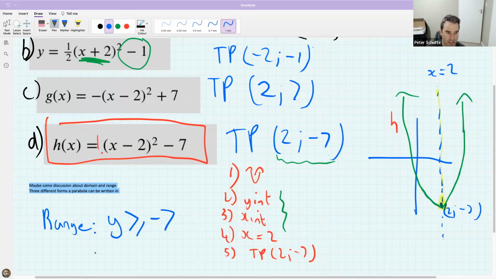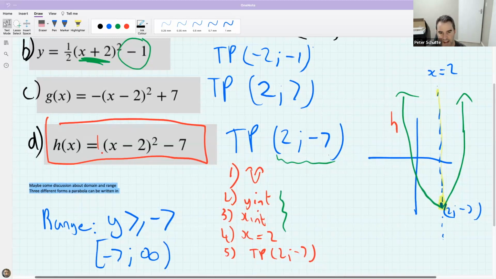Or if you use interval notation, y must be greater... So in this case, it should look like that. And it should include, sorry, I've done it the wrong way around. Those should be like that and like that. So that is the range of D.